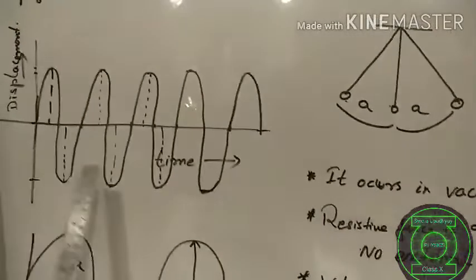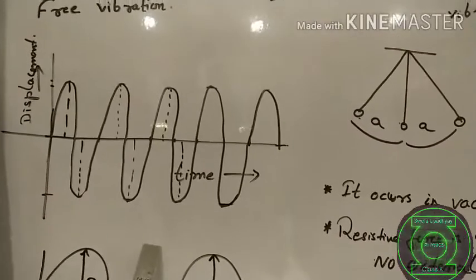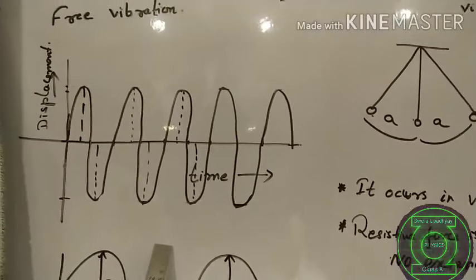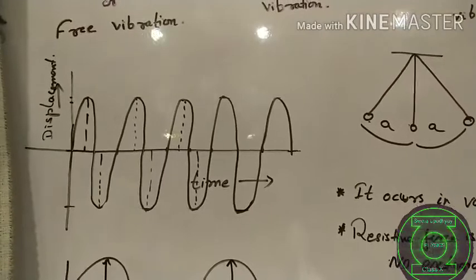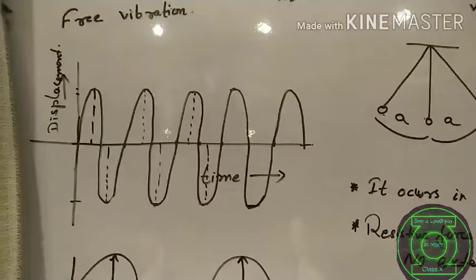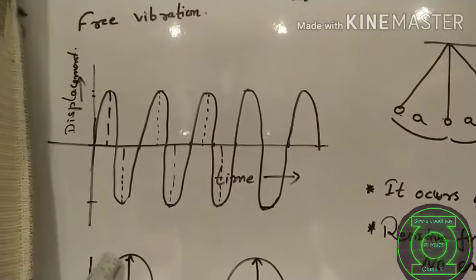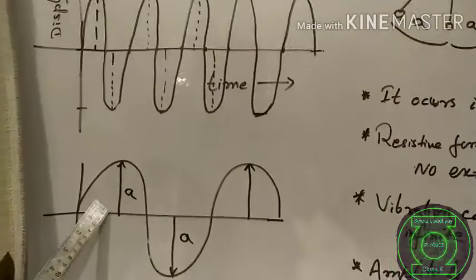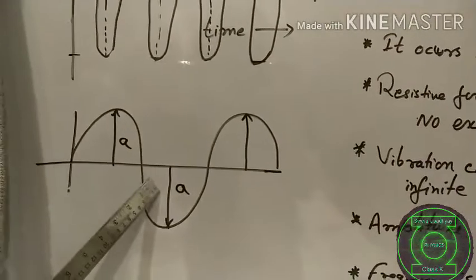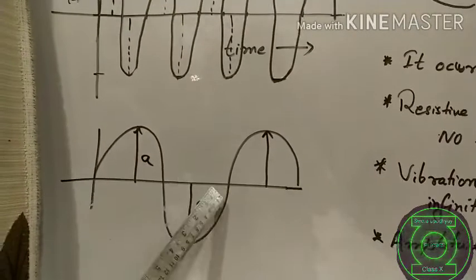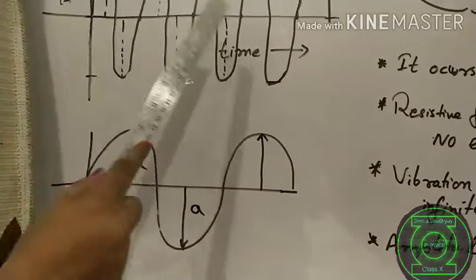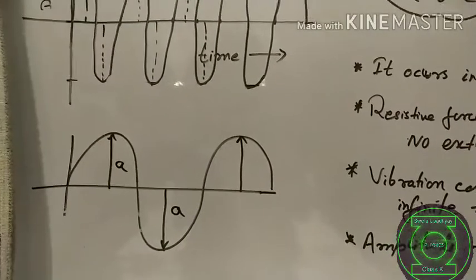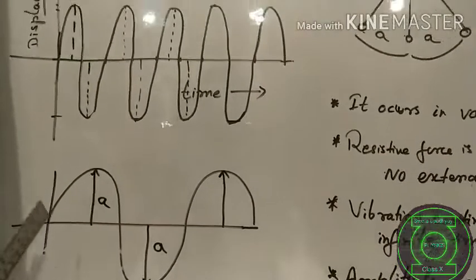So this is a displacement time graph of a natural or free vibration. In a displacement time graph for a natural and free vibration, the amplitude is the same. This is the amplitude. The amplitude is the same for natural and free vibrations. There is no change in the amplitude.